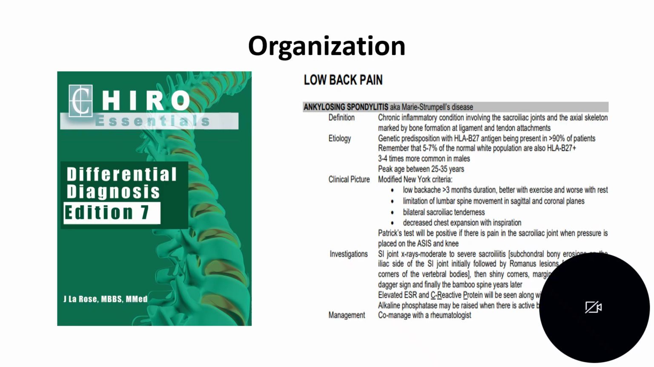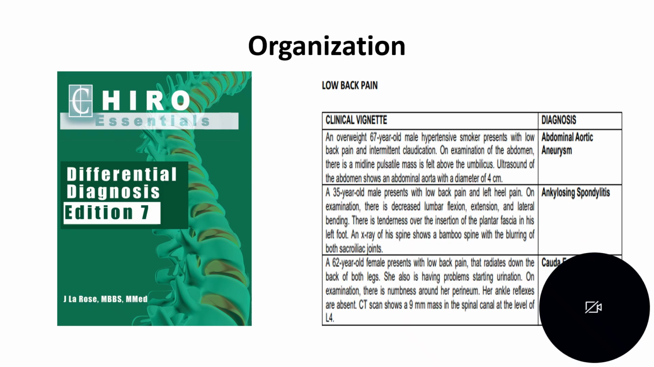What's the definition? What is the etiology? What is the clinical picture? What investigations should be ordered specific for the condition? And what is the management from the perspective of a chiropractor in practice? The what's the diagnosis section follows a similar pattern. It will cover, again, the conditions, and it would be in a table like this. On the right-sided column would be the diagnosis, and on the left side would be the clinical vignette.